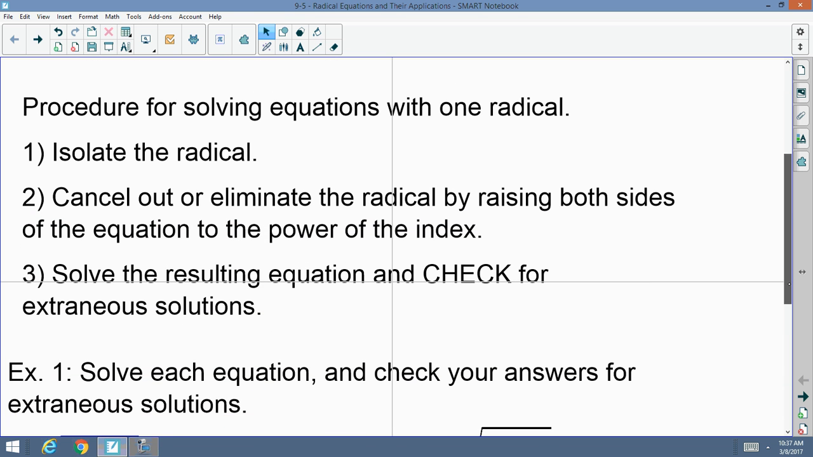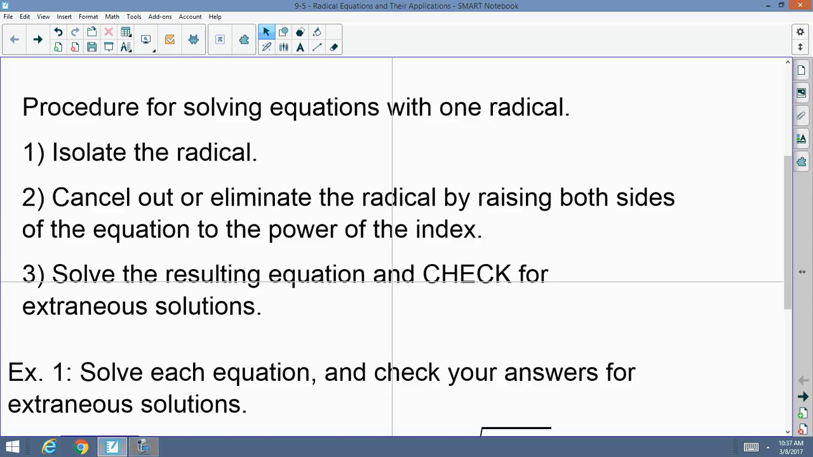So, procedure. Just like anything else, guys, there's a procedure. Luckily, this procedure is almost identical to solving multi-step equations. Number one, isolate the radical, okay? I want to get the radical by itself. Now, please be careful. That does not mean that I want to get rid of whatever's inside of the radicand. I want to get the radical alone.